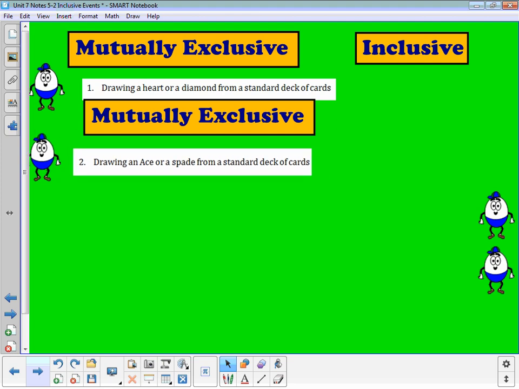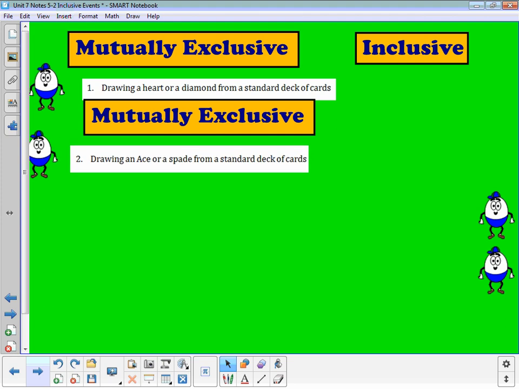Next, let's take a look at this. Look at Humpty Dumpty, isn't he cute? All right, number 2, drawing an ace or a spade. So now we're still talking about cards. Okay, could a card be an ace and a spade? Yeah, it can, the ace of spades. So because it can be both, I have an inclusive event.